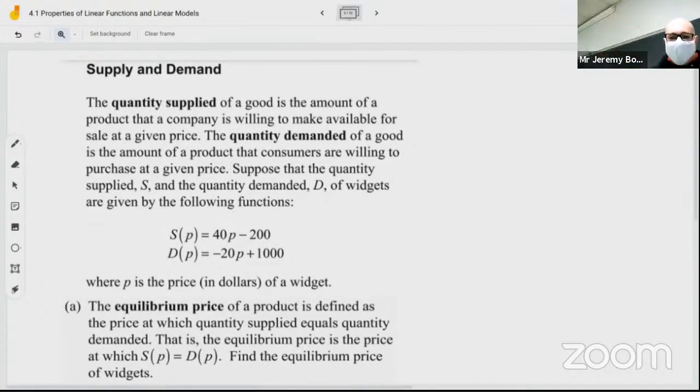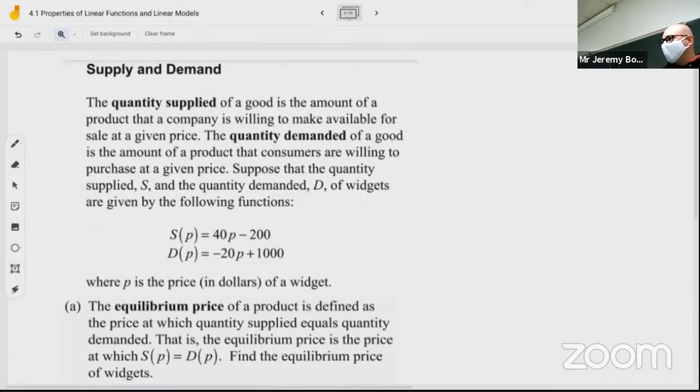The quantity supplied of a good is the amount of product that a company is willing to make available for sale at a given price. The quantity demanded of a good is the amount of product that consumers are willing to purchase at a given price. So if you make a TV and it's normally $200, if you start charging $500, the company wants to produce more so that people would want to purchase less.